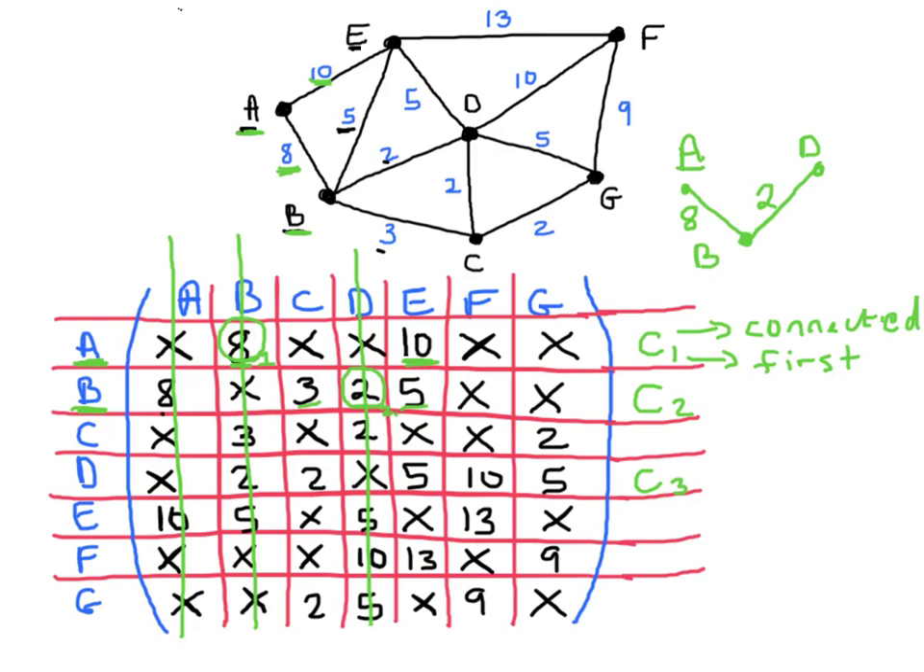Now the algorithm continues in this manner until all of the nodes are connected. So the algorithm will continue in a similar manner. So if we look at the matrix, it will look at the connected rows. So the connected rows are A, B, and now D. It'll look at the values in these rows that are not already crossed out. So in row A, it'll look at value 10. In row B, it will look at value 3 and 5. And in row D, it will look at the values 2, 5, 10, and 5.